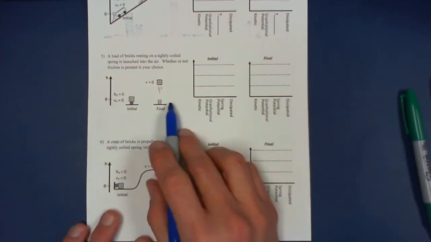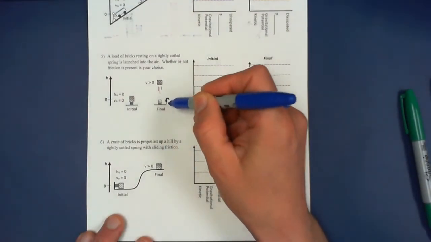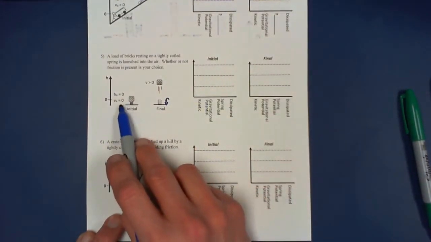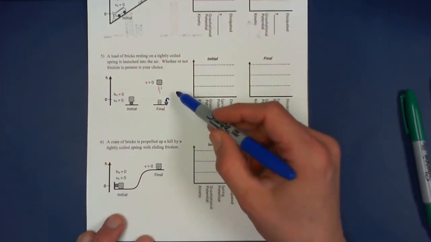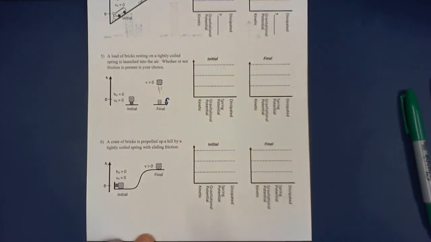All right, this one right here, we start at the bottom where the spring is compressed. Here, the spring is uncompressed, so there's no spring energy at the end. We start with zero velocity, zero height at the beginning, and at the end, we have height, but it says we also have velocity, so keep that in mind.